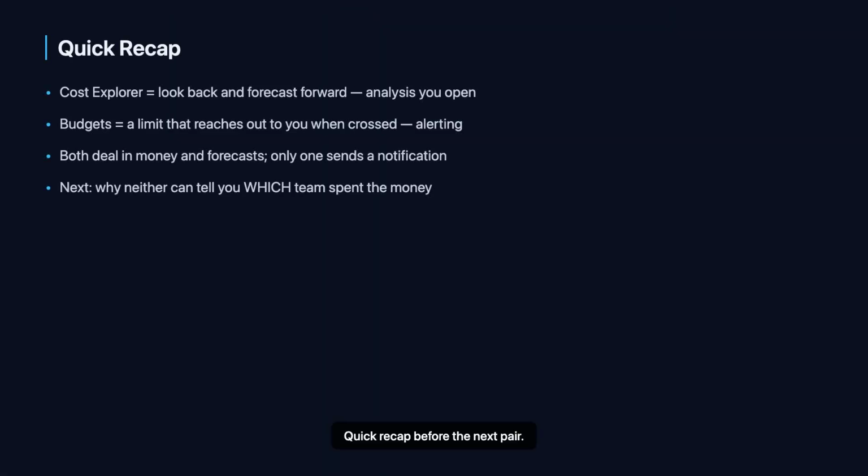Quick recap before the next pair. Cost Explorer looks back and forecasts forward, and it's analysis you choose to open. Budgets is a limit that reaches out to you when it's crossed, and that's alerting. Both deal in money and forecasts, but only one sends a notification. Now, here's the problem neither of them solves on its own. Neither can tell you which team actually spent the money.